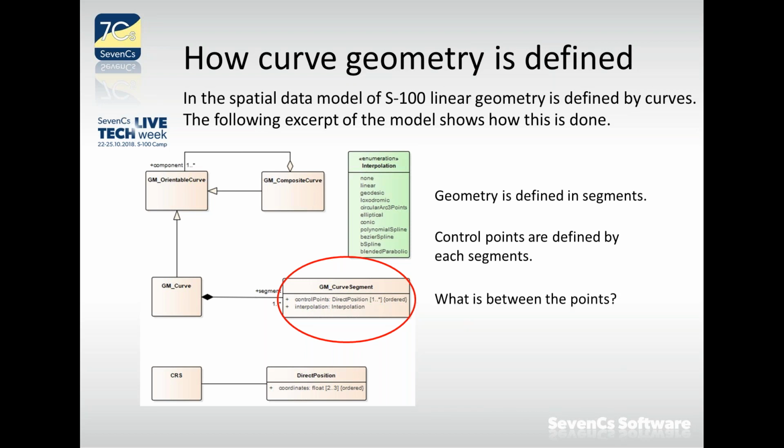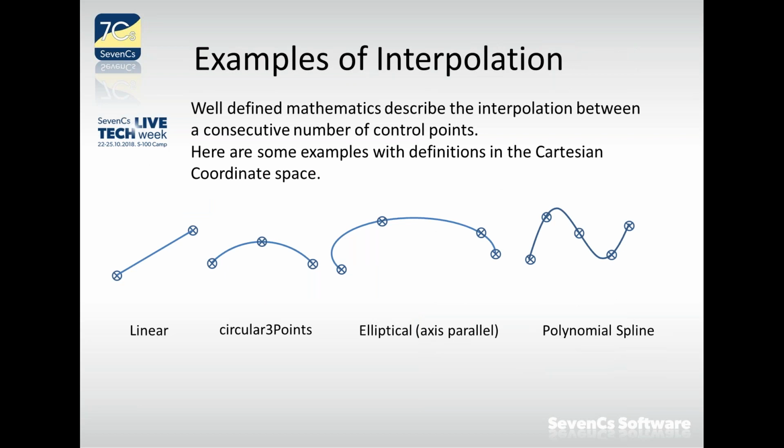And the question is, what is between these points? The control points are part of the geometry, but what is between these points? And the answer is, there are also points, but they are implicitly defined by a mathematical concept called interpolation. What does this mean? I give you some examples. Here we see 4 examples for interpolation methods, you can see the points and you can see what is between these points.